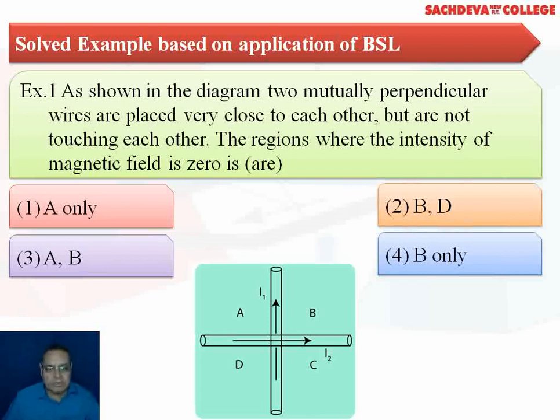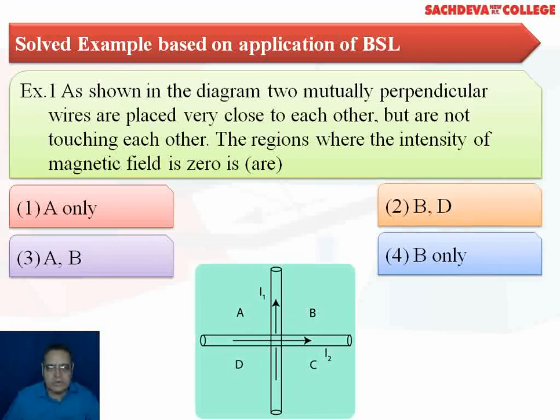each other. The regions where the intensity of magnetic field is 0 are to be found. If more than one option is correct, you have to select that. First option is A only. The second option is B and D. The third option is A and B. The fourth option is B only. I hope you have understood the question.